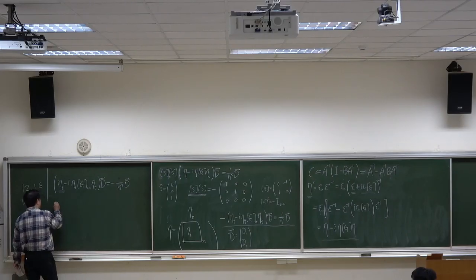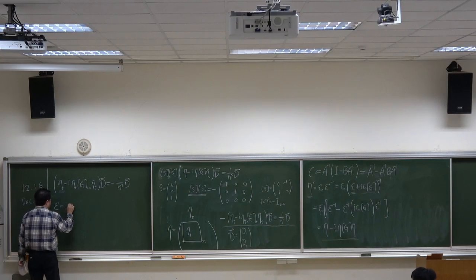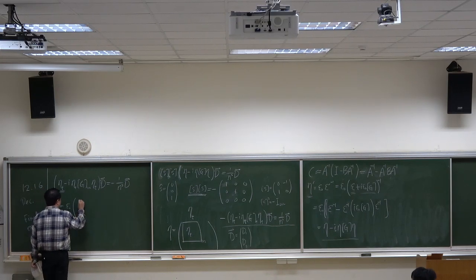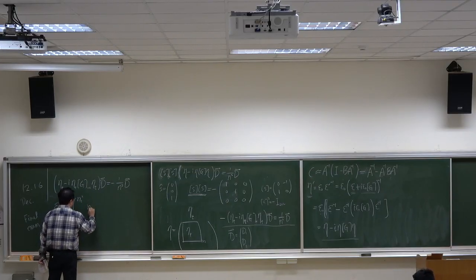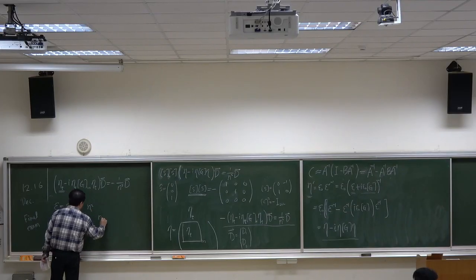We know that the original epsilon is equal to epsilon 0 times a diagonal matrix with n1 squared, n2 squared, n3 squared.